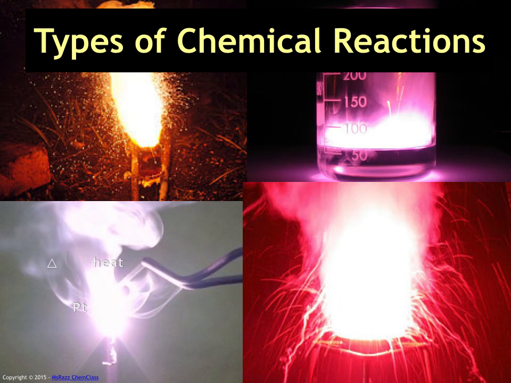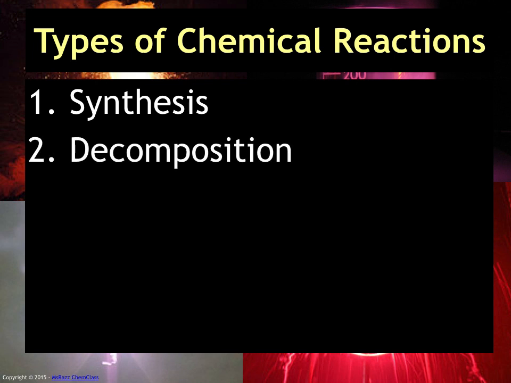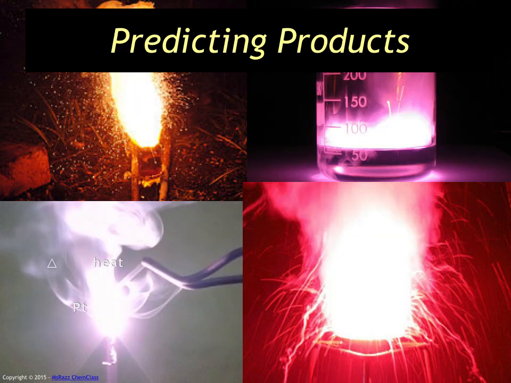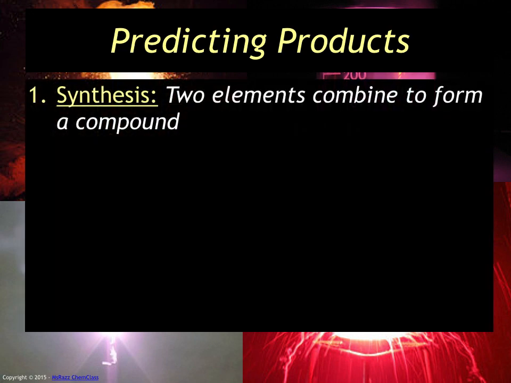Just generally, though, there are a few main types of chemical reactions. There's synthesis, decomposition, single replacement, double replacement, and combustion. Again, we're going to be focusing on those first two, synthesis and decomposition, for Day 4. The rest of them we will go over on Days 5 and 6. Now, when it comes to predicting products, that's the result of the reaction, you need to know a little bit about what the reactions involve.